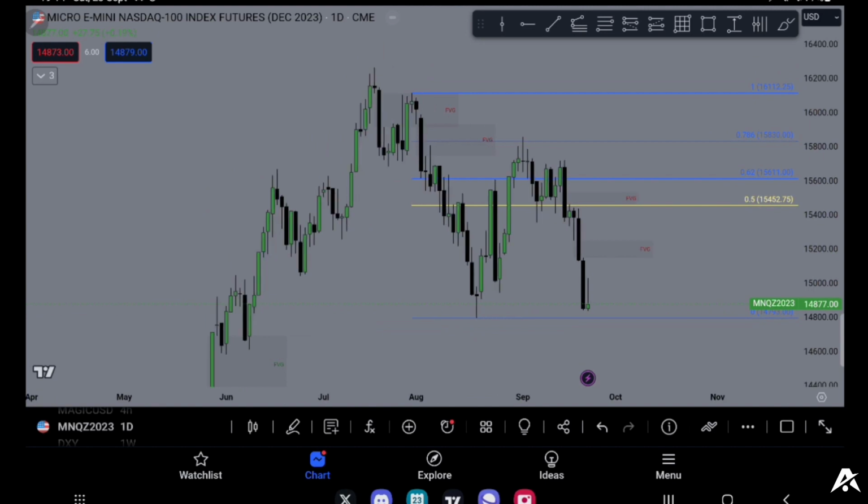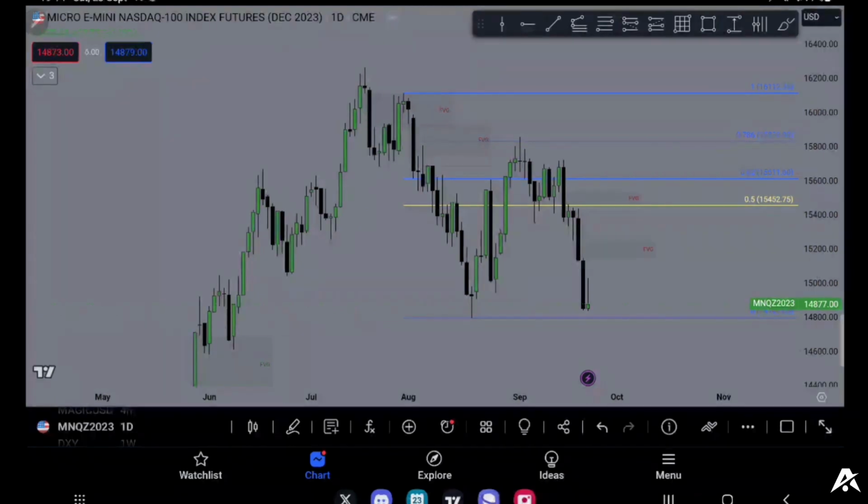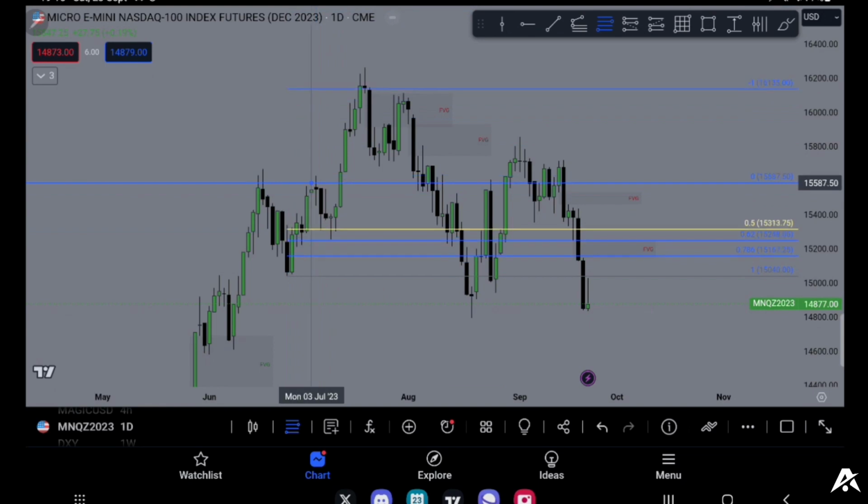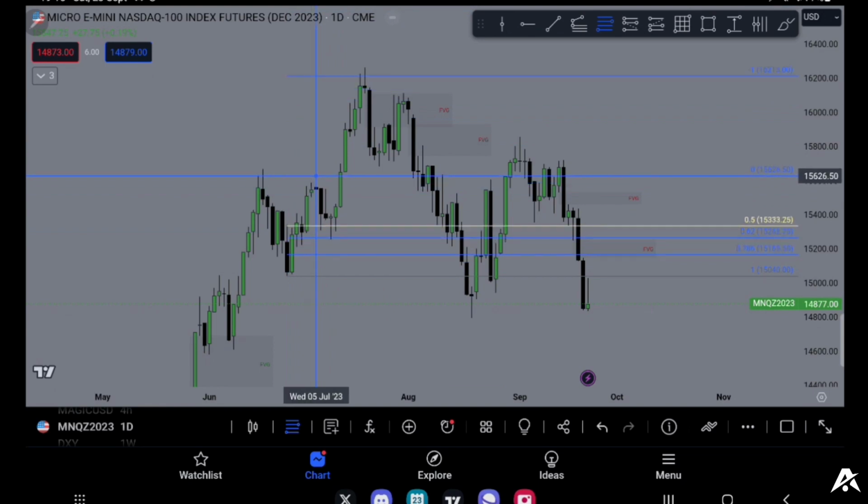So structure high, structure low, to see how much price is going to retrace before it starts sending it down. The same way, if I remove this and I want to go long, structure low, structure high. See how much price is going to retrace, how much you would expect it to retrace, what each specific number means on the fibs.